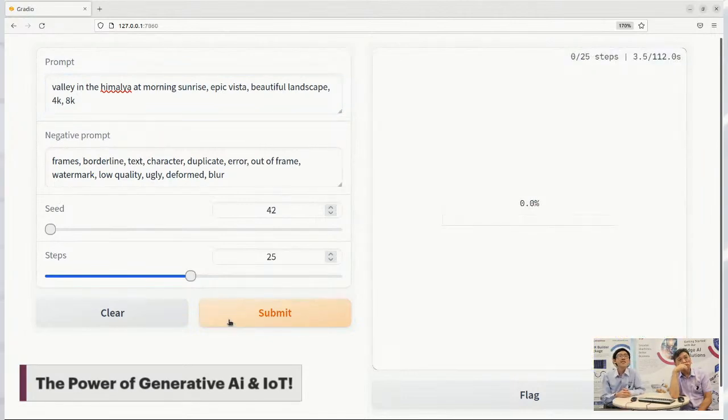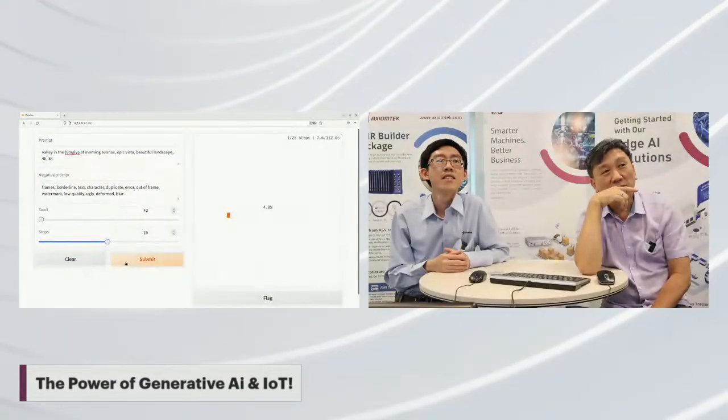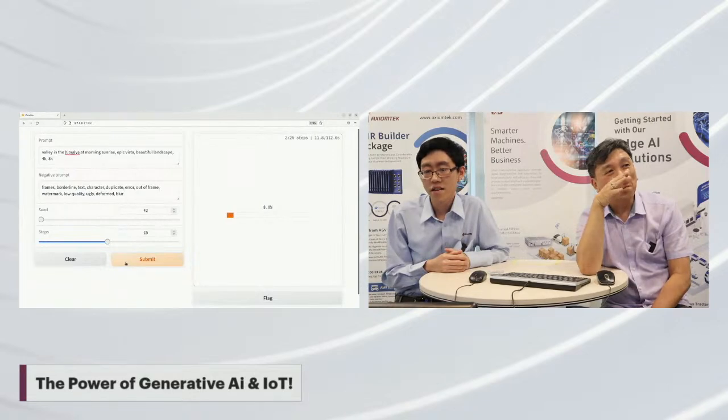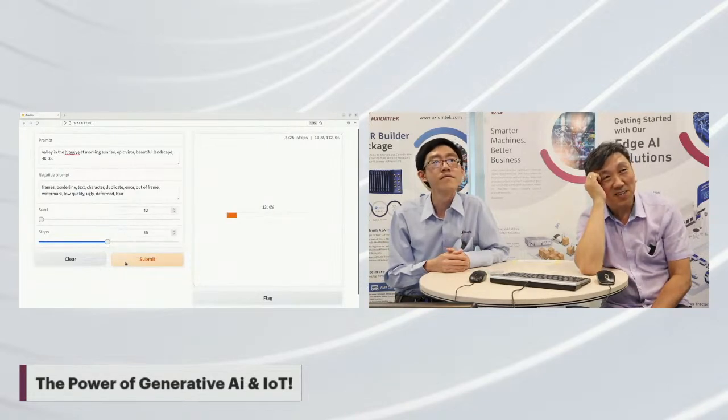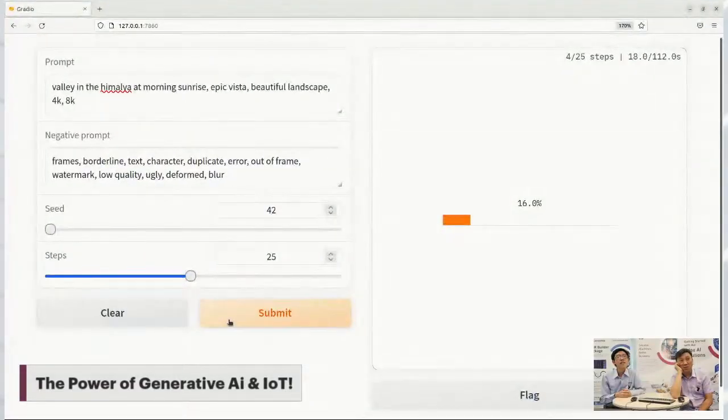Wow, it's working on that. So how long will it take? Maybe you make it bigger, then the audience can see, because our face is irrelevant right now. The most important thing is that the image comes out. For 25 steps, it will take around 2 minutes, less than 2 minutes.